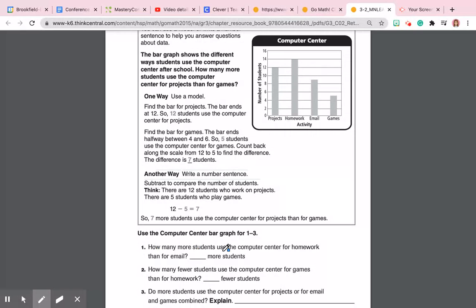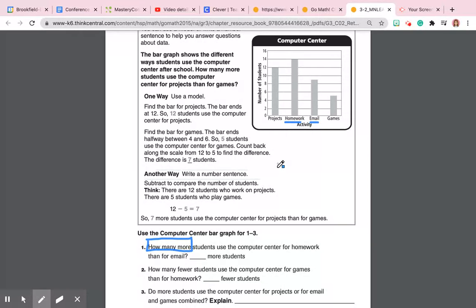How many more students use the computer center for homework than for email? My teacher taught me that when I see the words how many more, what does that tell me? Think in your head for a moment. Does that mean addition or subtraction? I know in my head that that tells me I'm doing subtraction.